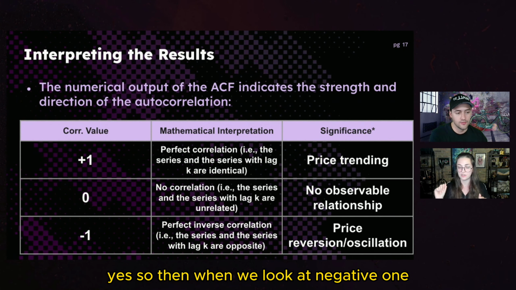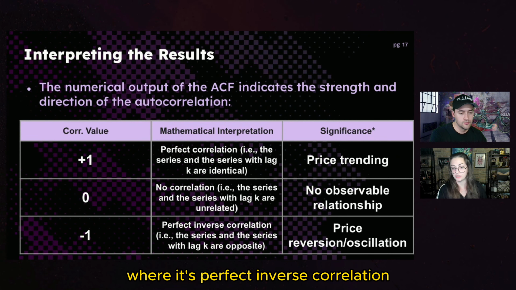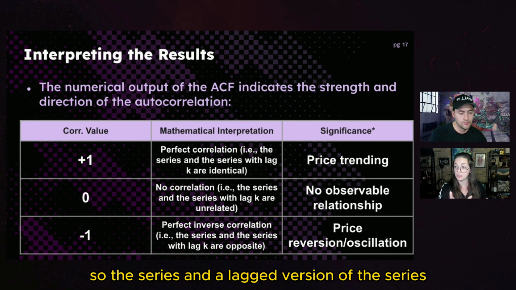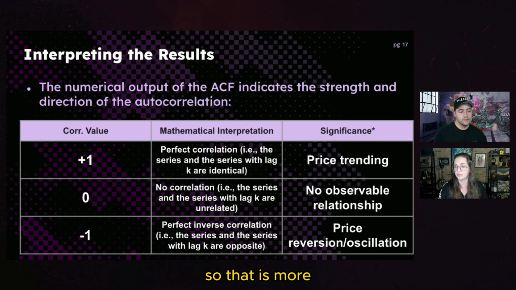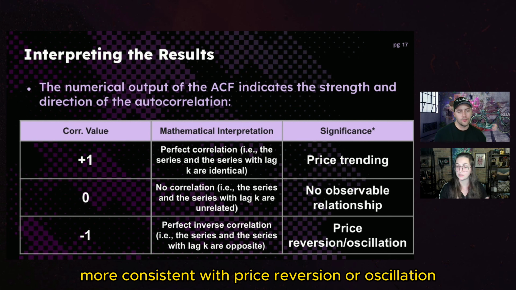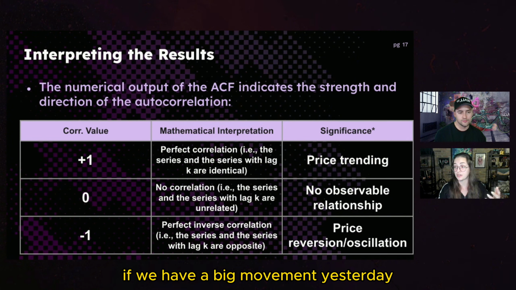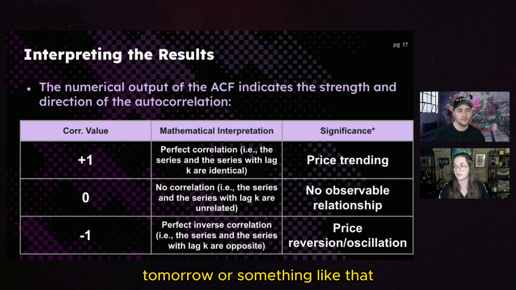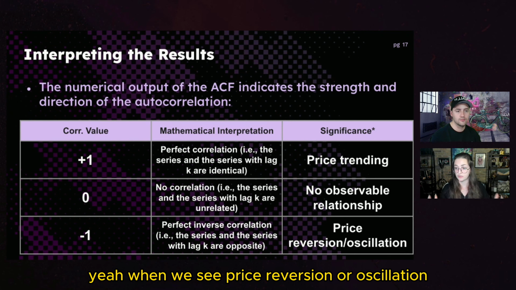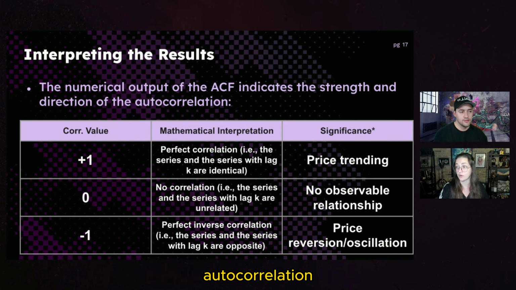Yes. So then when we look at -1, we see kind of the opposite of that, where it's perfect inverse correlation. So the series and a lagged version of the series have opposite movements together, if that kind of makes sense. So that is more consistent with price reversion or oscillation, where if we have a big movement yesterday, then we might have a big movement to the opposite side tomorrow or something like that. So, for example, when we see price reversion or oscillation, that's a little bit more consistent with negative autocorrelation.